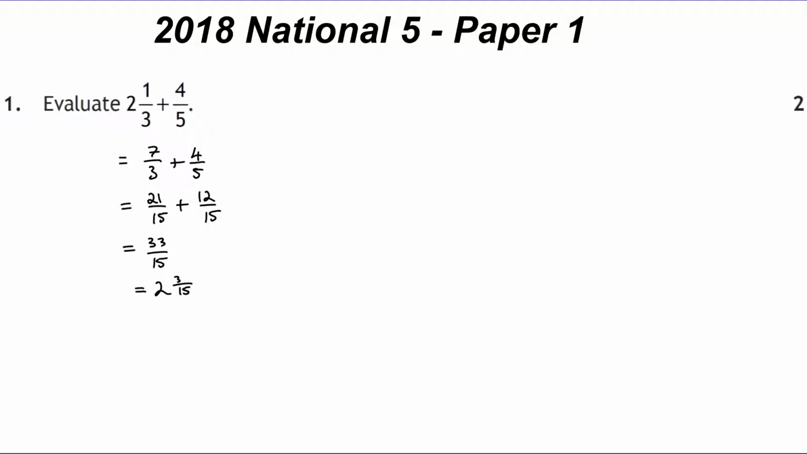Now, just be careful with the fraction part at the end here. If you end up with a mixed number, make sure your fraction fully simplifies. These are both in the 3 times table, so we get 2 and a fifth. You can also simplify at this stage if you wanted to as well. As long as your final answer is fully simplified, that's fine.